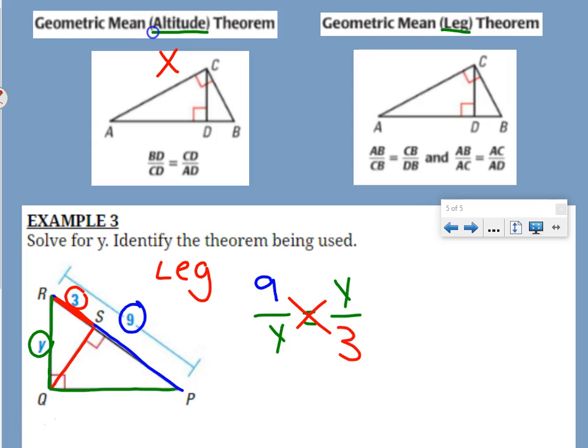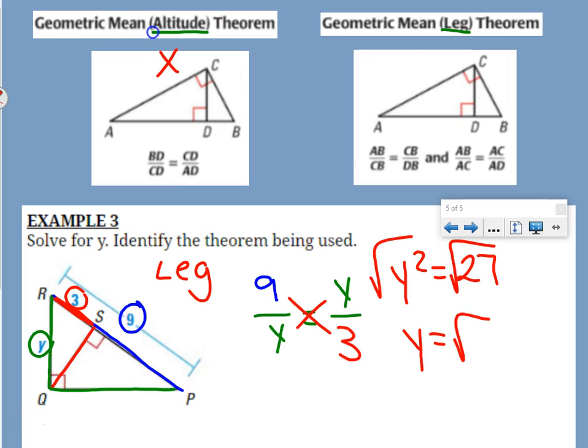Solve by cross multiplying. y squared equals 27. Undo the y squared by taking the square root of both sides. So y equals the square root of 27. If we want to simplify that square root, we could take out a 3, and it'd be 3 square root 3. Or we could just round it, approximate it to about 5.2. Any of those answers would be acceptable.